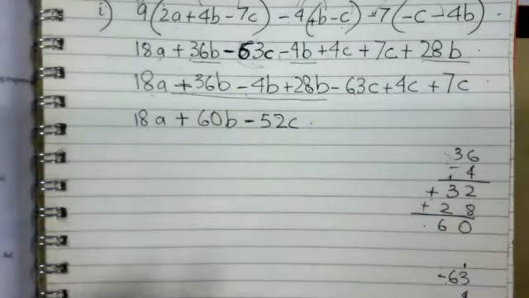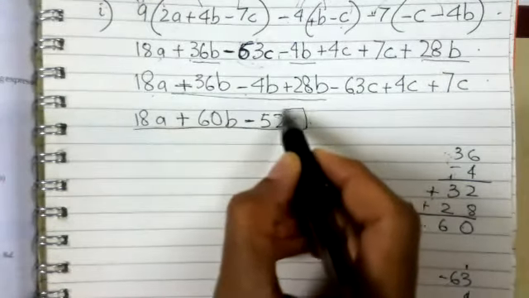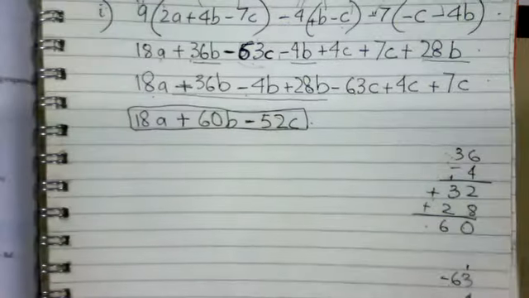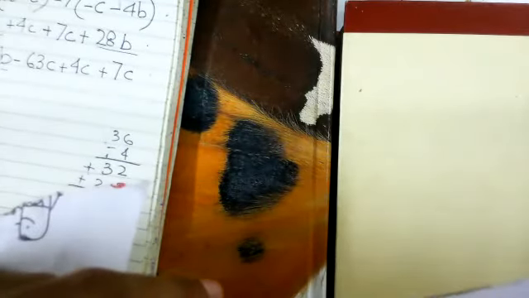Is this the answer? Well, let me check. Yeah, check please. So which question was this? 4B, 6 part I. Yes, 18a plus 60b minus 52c.